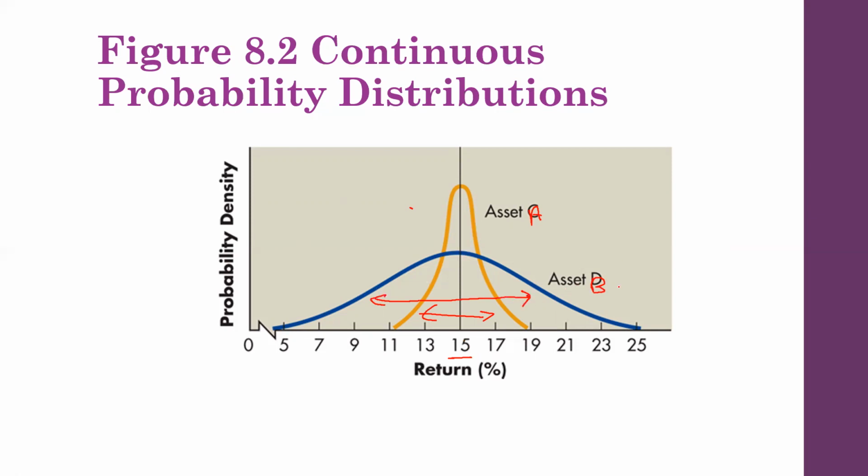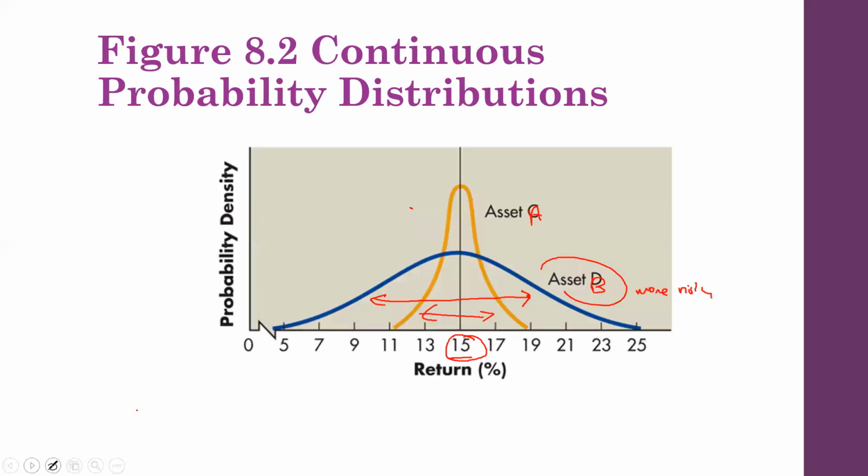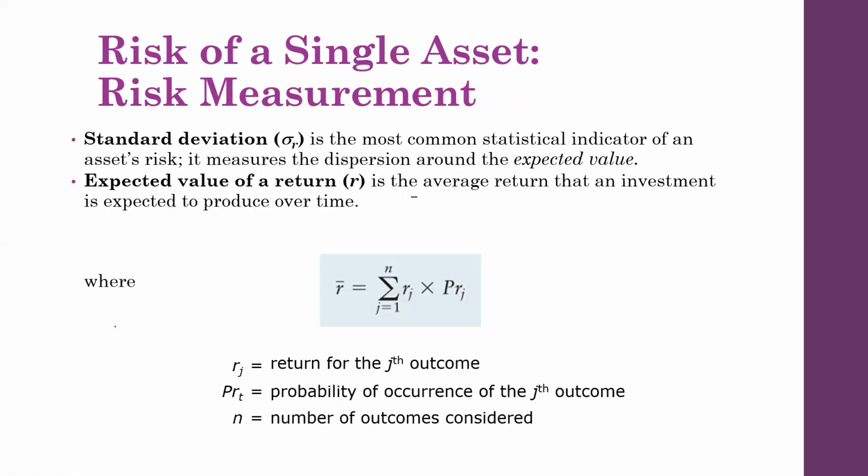Watching this graph will tell me, if I'm interpreting this graph, that asset B is more risky. Why? Because it deviates far from the expected, what I will call statistics mean, right? The expected return or the mean. Now, standard deviation, you've heard of the term before, is the most common statistical indicator of asset risk. It measures the dispersion around the expected value. So in that graph I showed you, see how it's dispersed from the expected. The expected should be 15. So the standard deviation will tell you how much is dispersed or far from the expected mean.